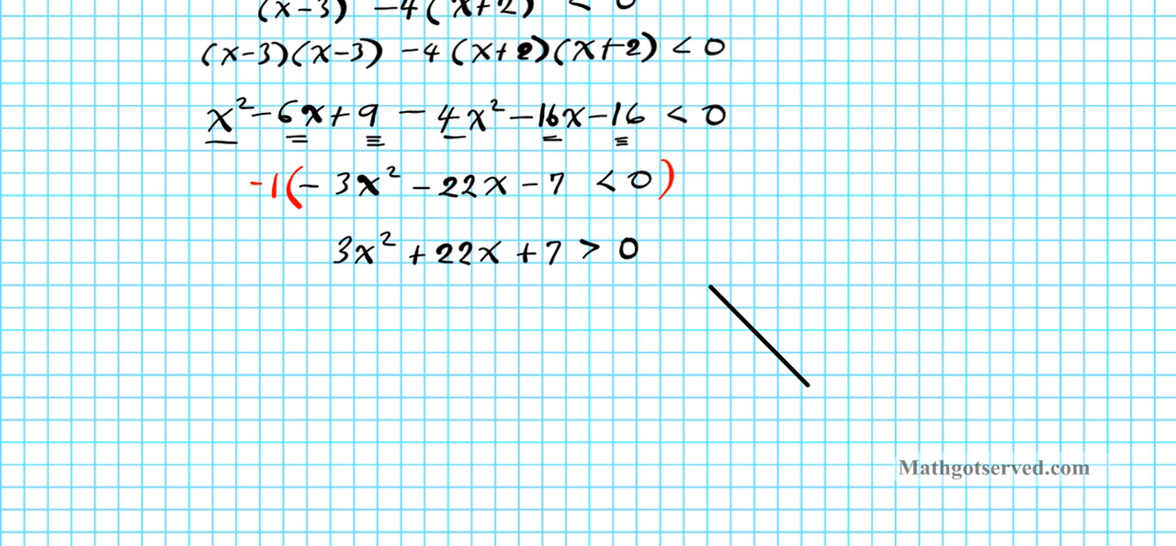I'm going to use the AC method. Make my little x on the right. AC is 21 and B is 22. Okay, so two numbers that multiply to give you 21 and add to give you 22. 1 and 21 meets this description. So we're going to have 3x squared plus 1x plus 21x plus 7 is greater than 0.